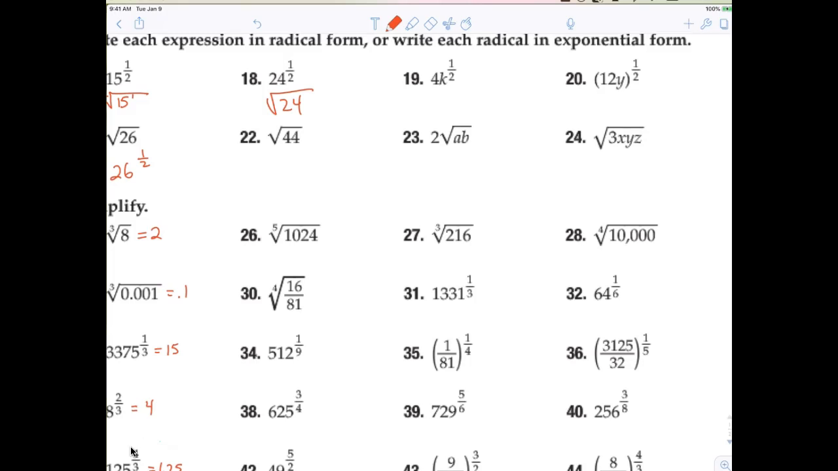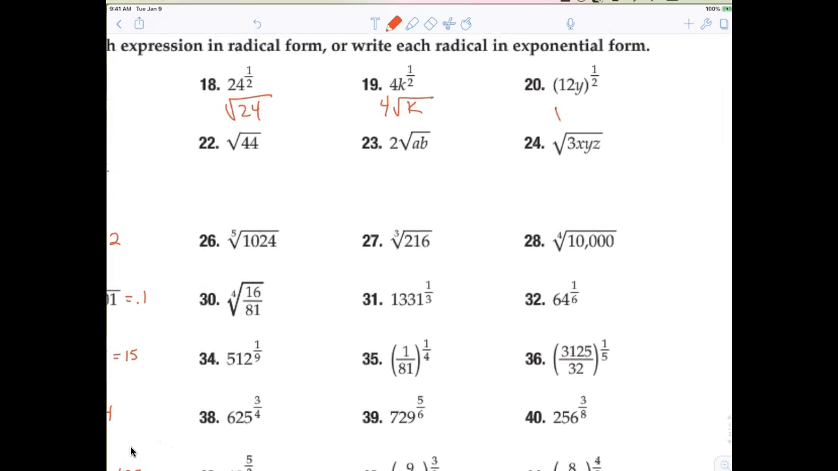All right, so now number 19, 4 radical k. Is everybody good with that? All right, now they're trying to see if you know the difference. This would be the square root of 12y. Now you're writing number 22 as 44 to the 1/2. Number 23, I would want you to write it as 2a to the 1/2, b to the 1/2.